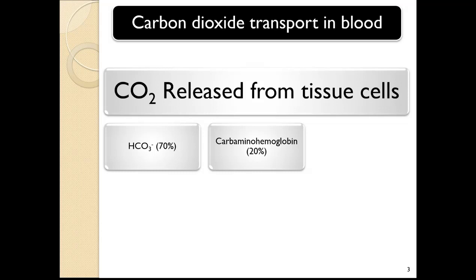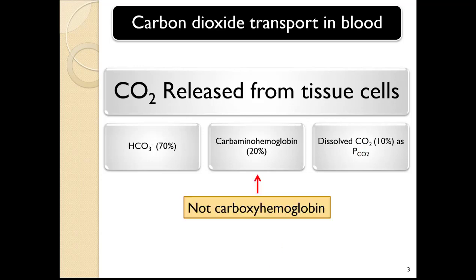20% is going to wind up as carbaminohemoglobin, so bound to hemoglobin in the blood, and 10% will get dissolved as a gas, and that contributes to the partial pressure of carbon dioxide in the blood, is just this 10%. Now, one thing I do want you to make a note of is that carbon dioxide bound to hemoglobin is called carbaminohemoglobin, not carboxyhemoglobin, because that's an easy mistake to make. If I leave this recording the same, you noticed I almost made that mistake when I began talking about it. So carbaminohemoglobin is carbon dioxide bound to hemoglobin.